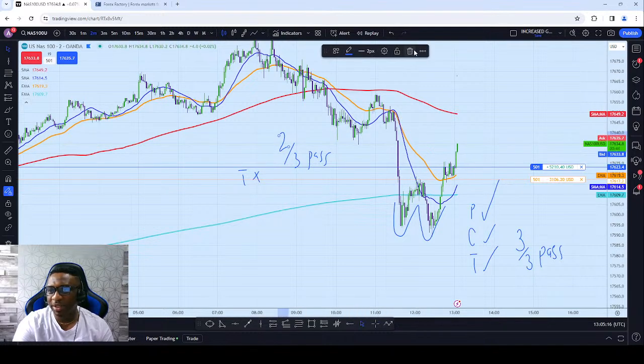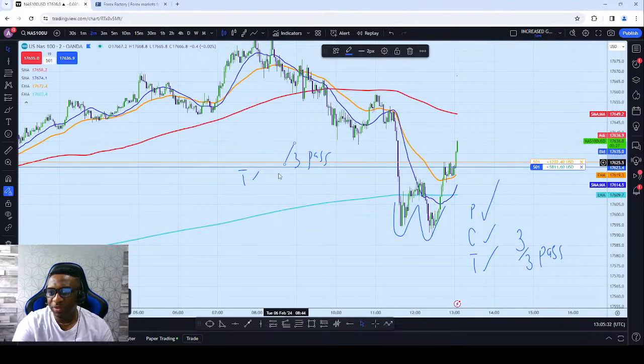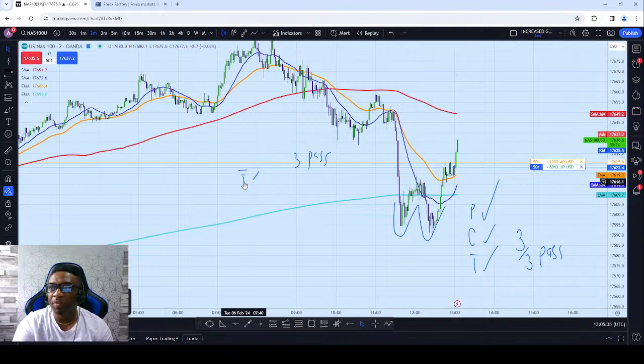So this is how I do it every day. So now we can push our stop loss to break even and then allow the trade to run. Allow the trade to run. Great.